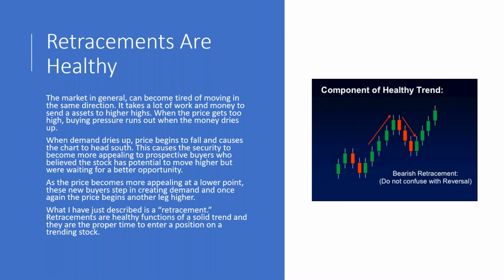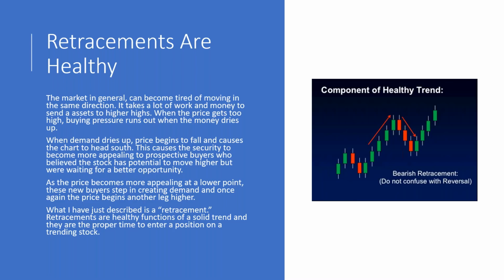As the prices become more appealing at lower points, the buyers step in, creating demand, and once again, the price begins another leg higher. So there are many methods that we can use to support our decisions on retracements. Support and resistance lines are key numbers to look at because they'll help you see whether the asset has reached a low, or a support line, that it should be bouncing off of.